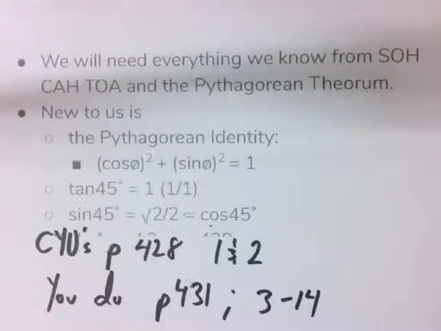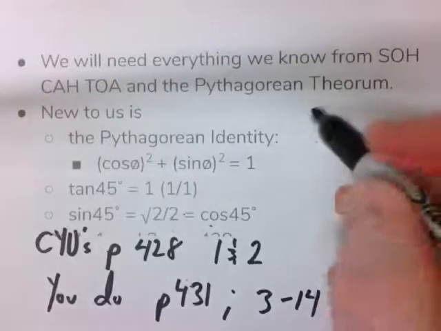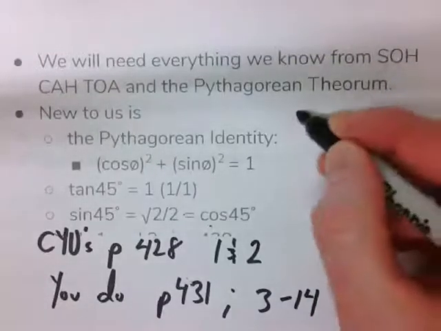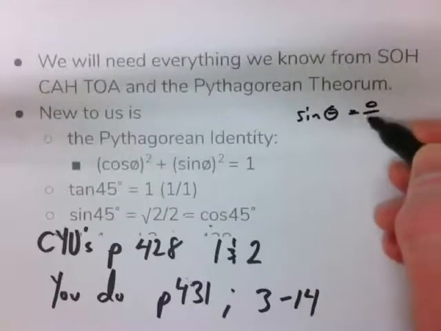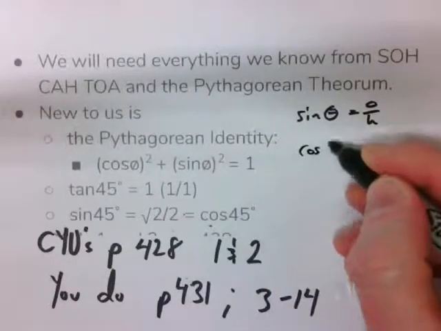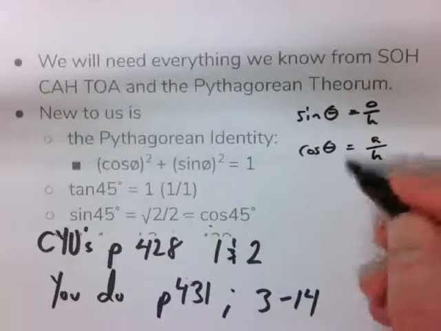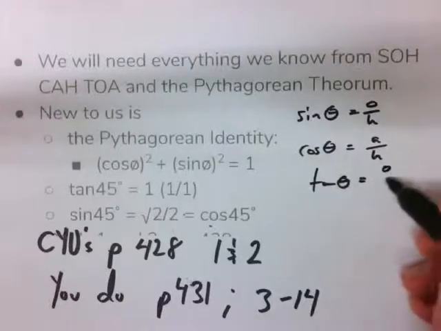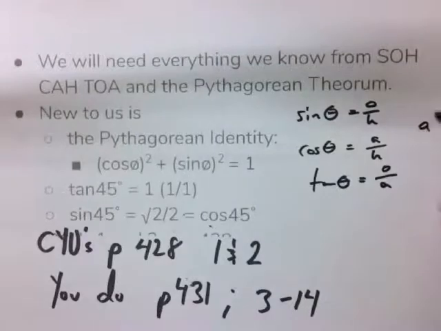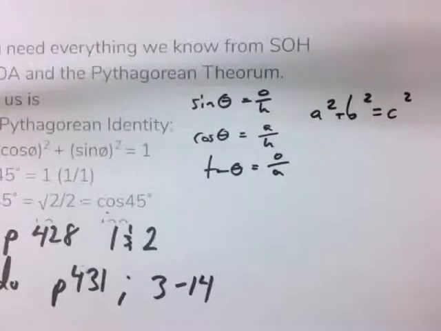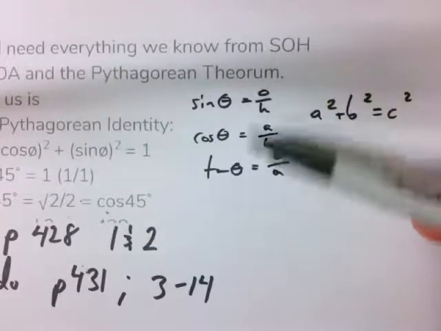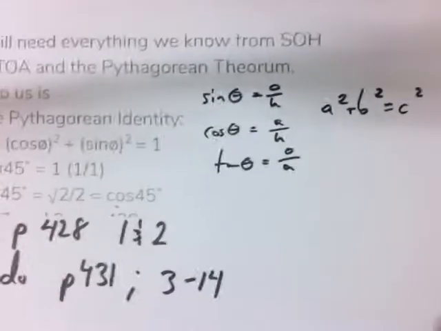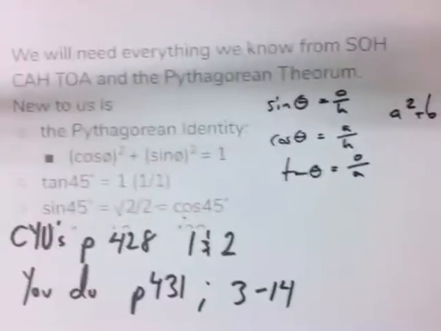So we will need everything we know from SOHCAHTOA and the Pythagorean theorem. If you don't remember that stuff, sine is opposite over hypotenuse. Cos is adjacent over hypotenuse. And tangent of theta is TOA, opposite over adjacent. Pythagorean theorem: a squared plus b squared equals c squared. These are your 3 primary trig ratios.